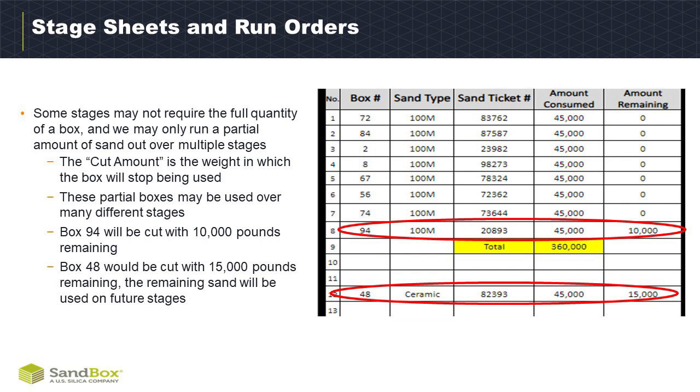The stage sheet to the right shows that box 94 will be cut with 10,000 pounds remaining, and box 48 would be cut with 15,000 pounds remaining. The remaining sand will be used on a future stage. All of the other boxes on this stage sheet show that they will be completely emptied.